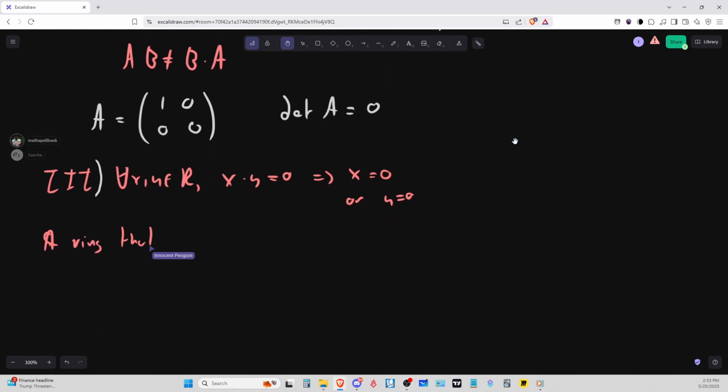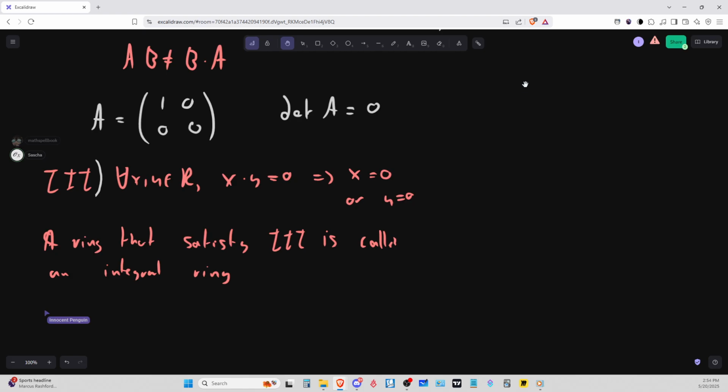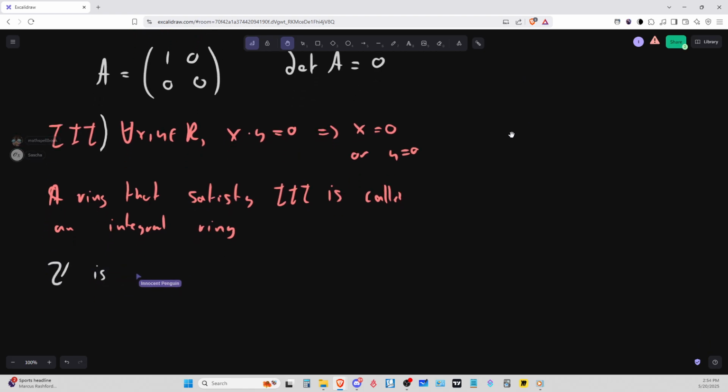A ring that satisfies axiom 3 is called an integral ring. In English, you also use the word domain. But I usually like to call them integral because I'm French. I'm not exactly sure why in English you use the word domain. It's not really related to a graph, but what this property says is if you take two elements and you find the product is 0, then one of those has to be 0. And the integers Z is an integral ring, so it has these properties.